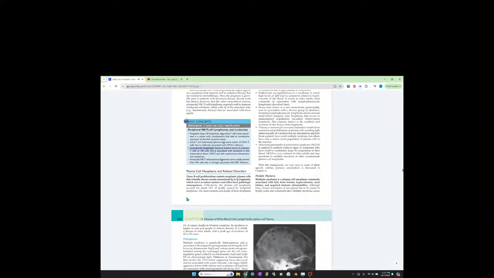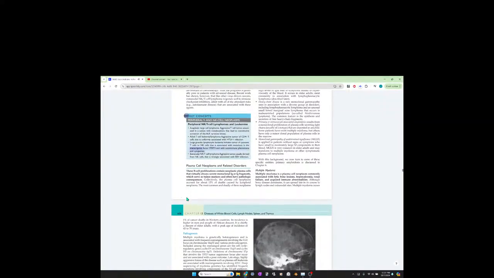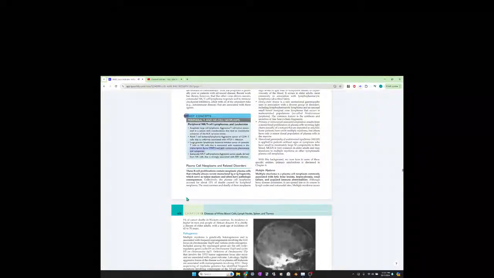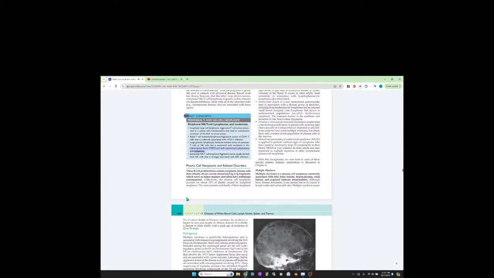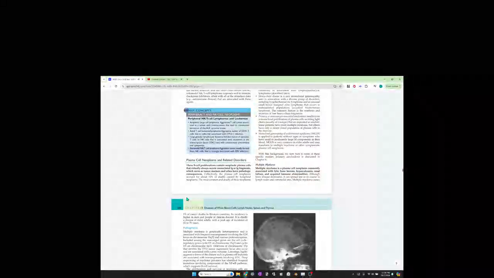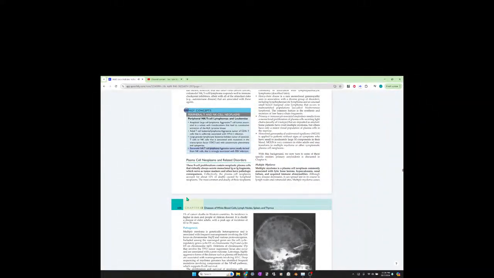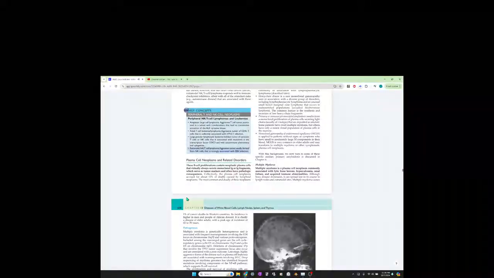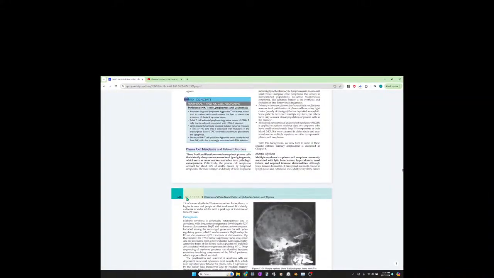Large granular lymphocytic leukemia: indolent tumor of cytotoxic T cells or NK cells that is associated with mutations in the transcription factor STAT3 and with autoimmune phenomena and cytopenias. Extranodal NK/T-cell lymphoma: aggressive tumor, usually derived from NK cells, that is strongly associated with EBV infection. Plasma cell neoplasms and related disorders.